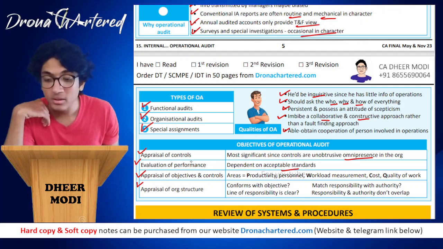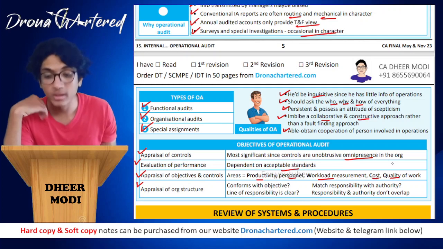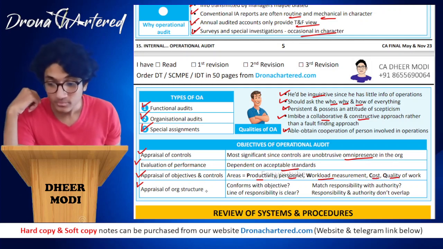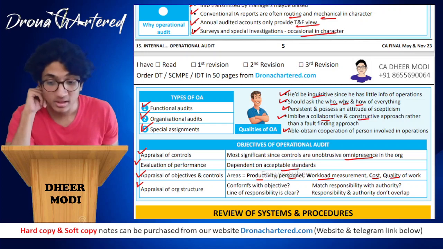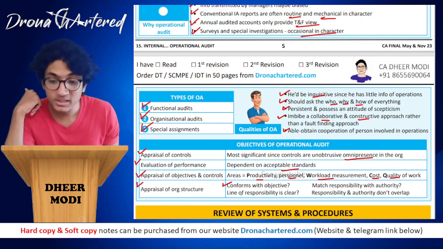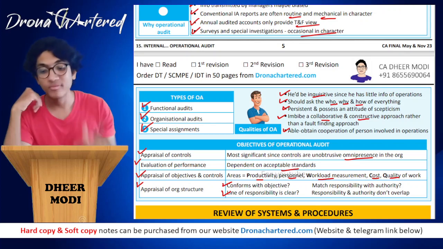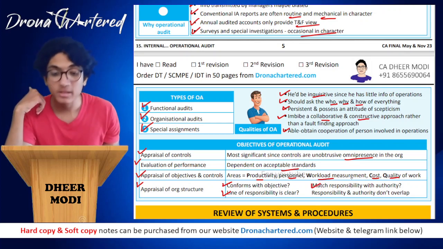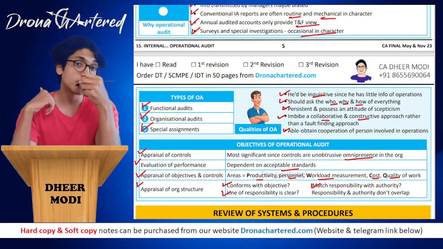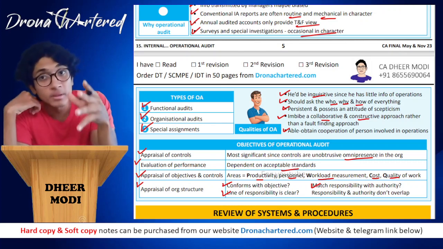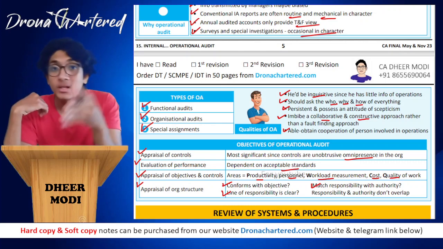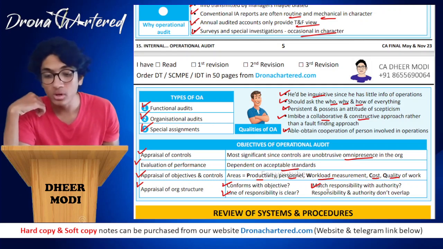Then next is appraisal of objectives and controls. So your areas are productivity, personal workload measurement, cost, quality of work. Appraisal of organization structure, whether it conforms with the objectives, whether line of responsibility is clear. That means which person is responsible for what, whether match responsibility with authority. That means whatever responsibility you have, does that person have the necessary authority to do these responsibilities or not.